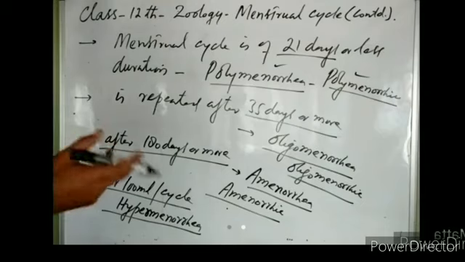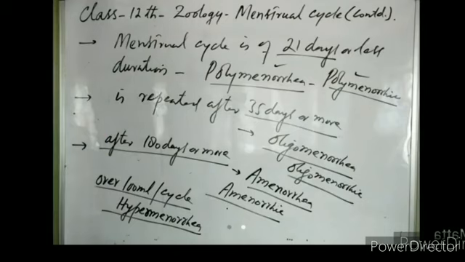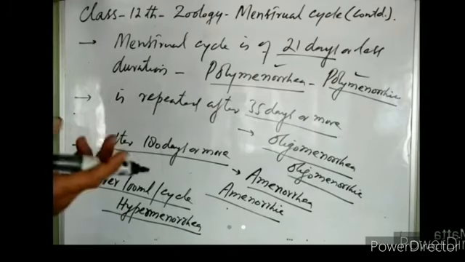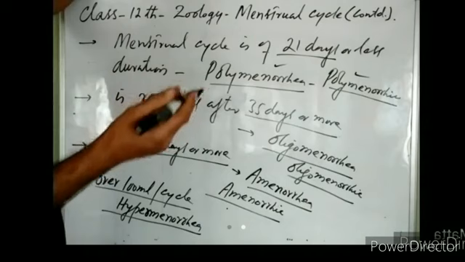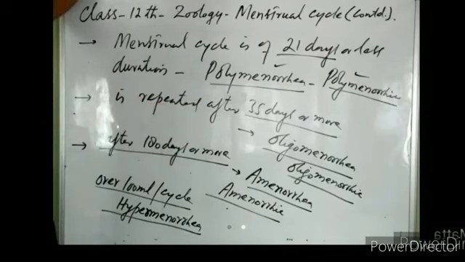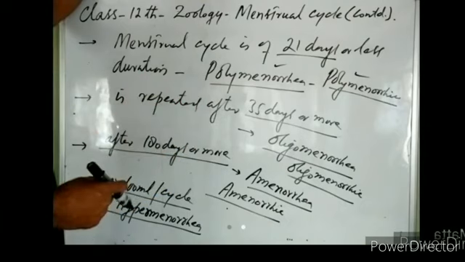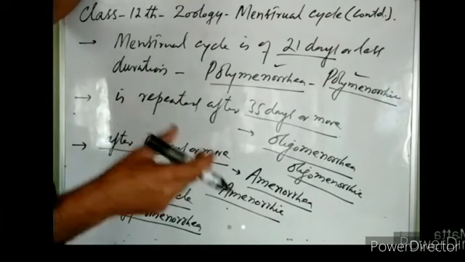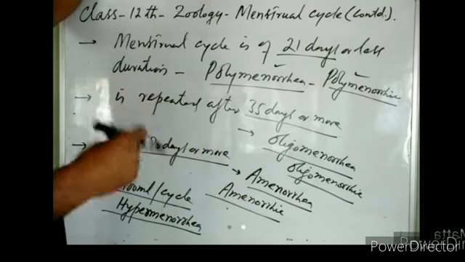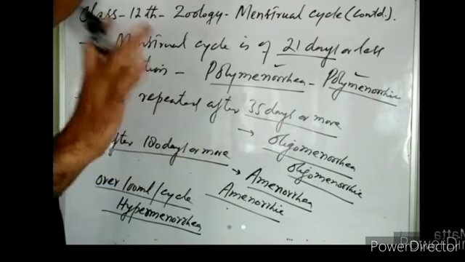So these are the variations which are associated with the menstrual cycle. Usually, the standard menstrual cycle is repeated after 28 days. There may be little variation. In some, the cycle may be repeated after 26 days, and in some after 30 or 32 days. That is considered very much normal, right?